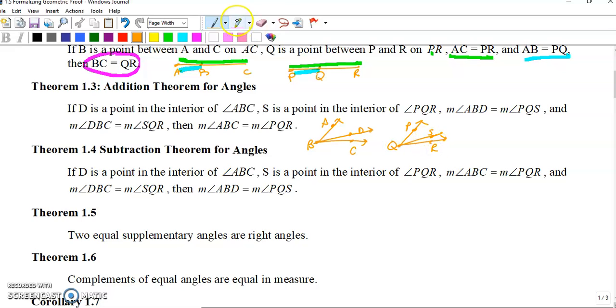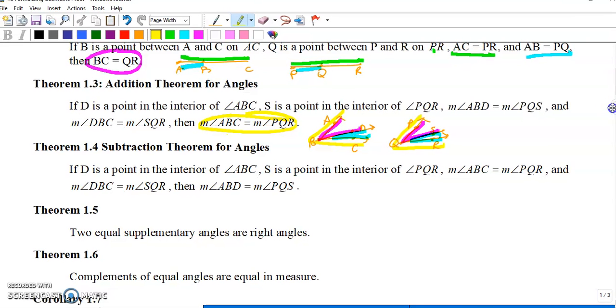Okay, so then basically what they're saying is that the angles ABD and PQS are the same, and we also know that this one's the same as this one. Then the result is that the whole things are the same. Then that whole thing must equal that whole thing. Same thing with the subtraction, just like with the angles. If you know the whole thing and the pieces are the same, the other pieces must be the same. Sounds awfully scary. It's really not. And don't get hung up on this stuff. This is not the most important part of geometry here.